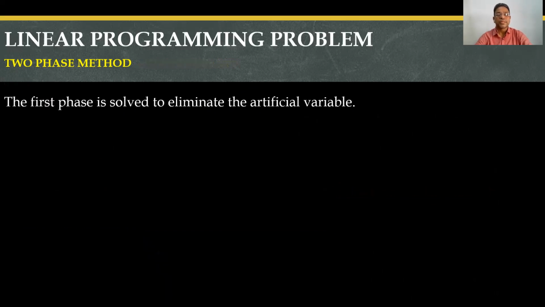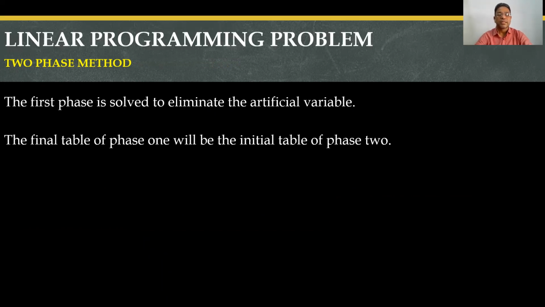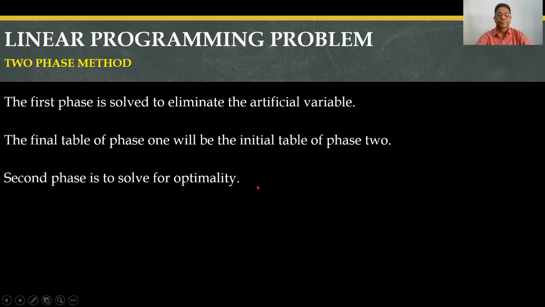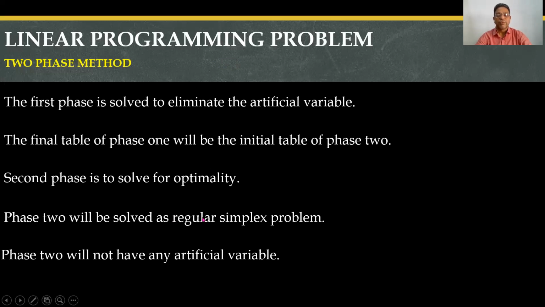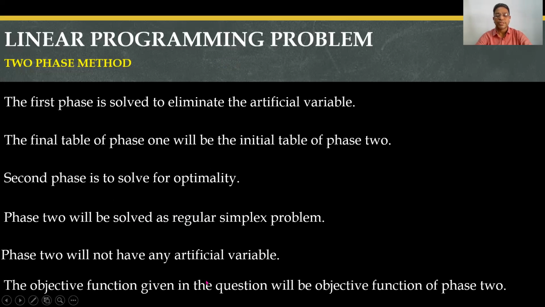So the two-phase method has two phases. The first phase is solved to eliminate the artificial variable. Then the final table of phase 1 will be the initial table of phase 2. The second phase is to solve for optimality. Phase 2 will be solved as a regular simplex problem. Phase 2 will not have any artificial variable. And the objective function given in the question will be the objective function of phase 2. Now, in phase 1, we have changed the objective function. In phase 2, we'll go back to our original objective function, and that will be the objective function for phase 2.